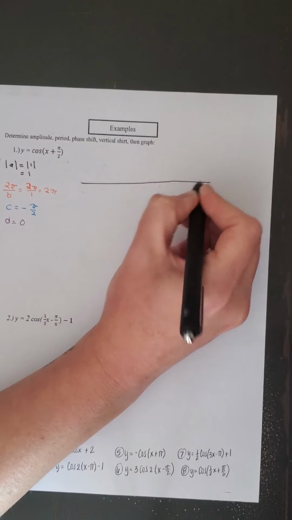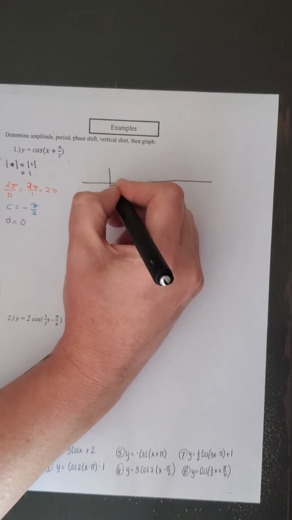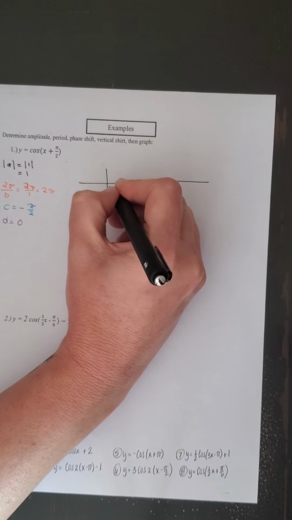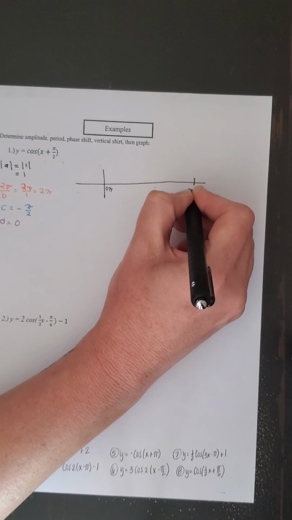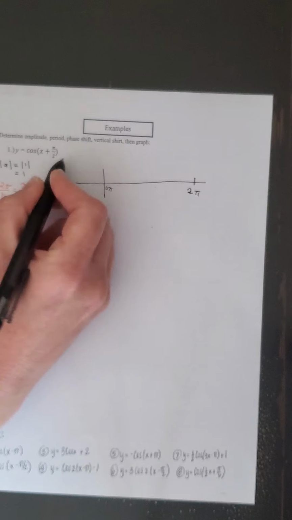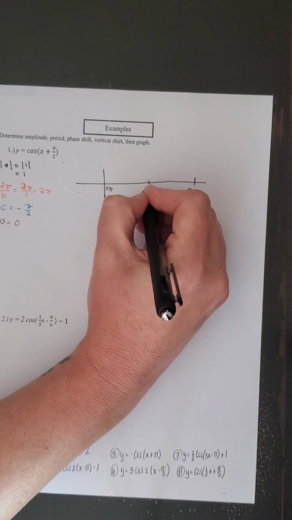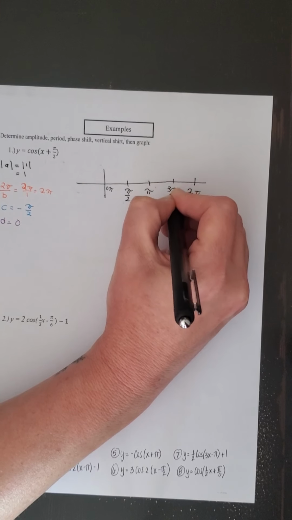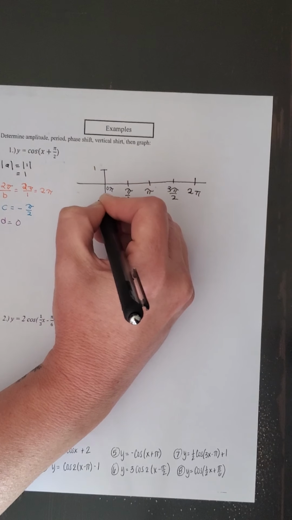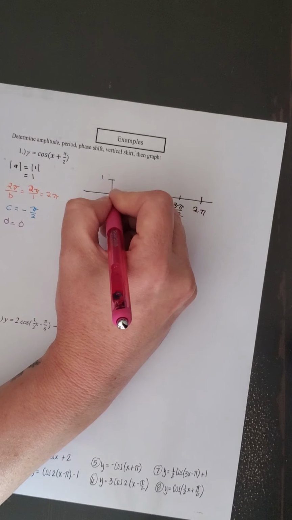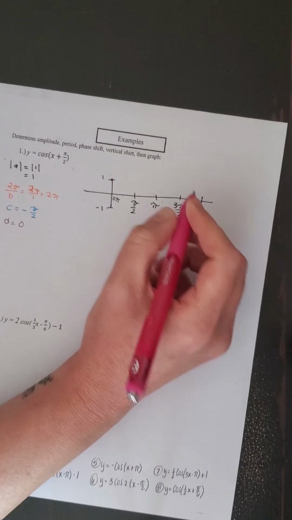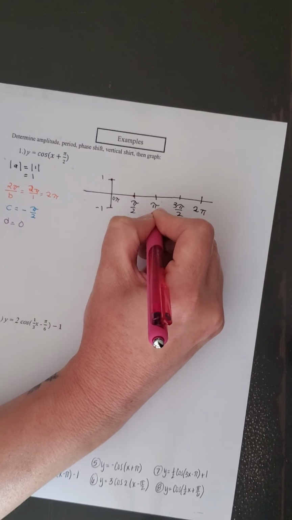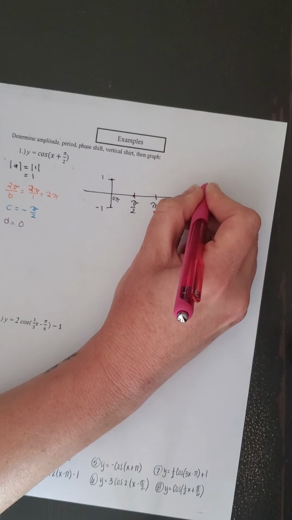So we're going to start with the parent. I'll start at 0 pi. I'm going to go to 2 pi. No reason to change my period. Okay, so I'll graph my parent. My parent starts at 1 this time, goes to 0, then to -1, then to 0, back up to 1. So here's the parent.